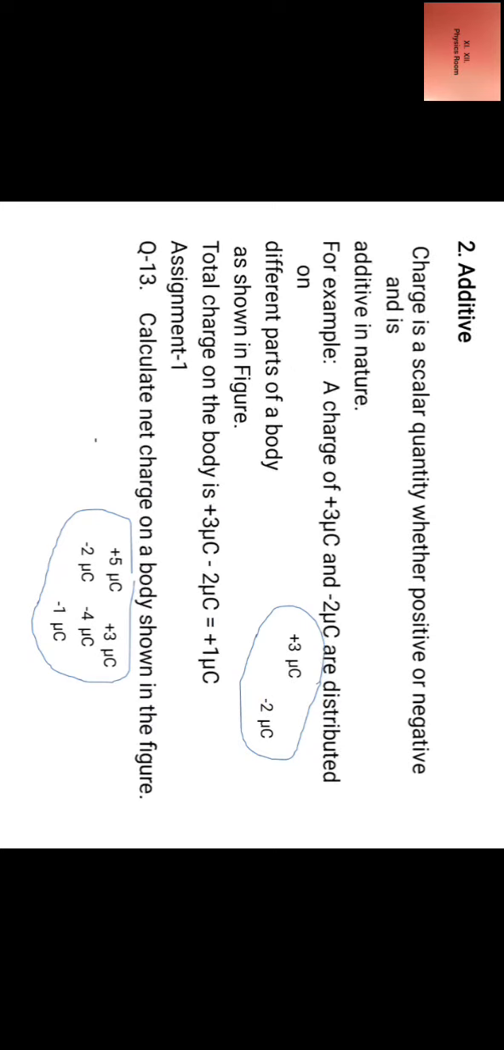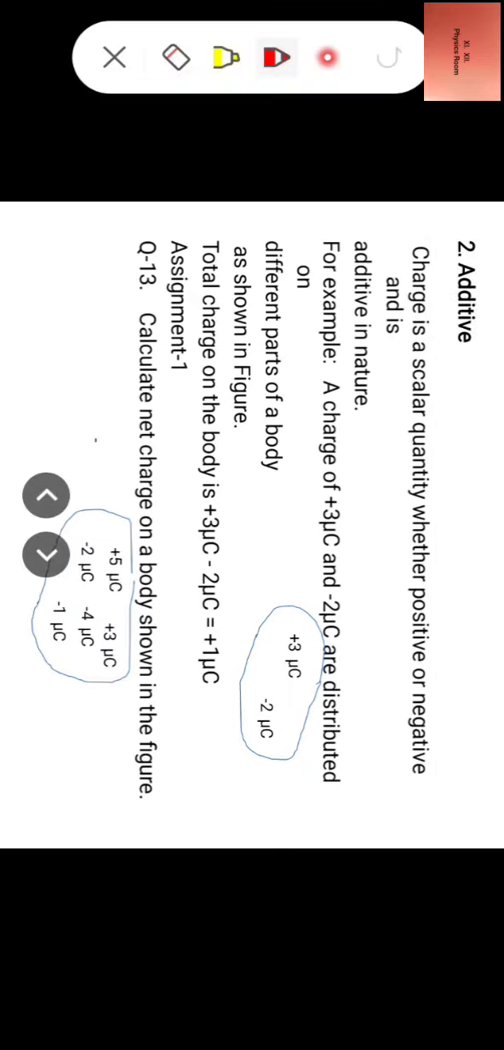For example, charges of plus 3 microcoulomb, plus 3 microcoulomb and minus 2 microcoulomb are distributed on different parts of a body as shown in figure. Total charge on the body is plus 3 microcoulomb minus 2 microcoulomb equal to plus 1 microcoulomb.